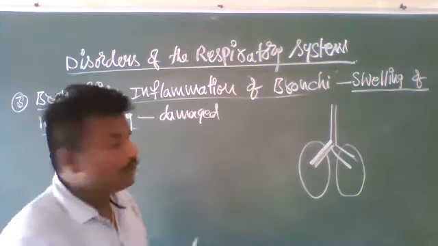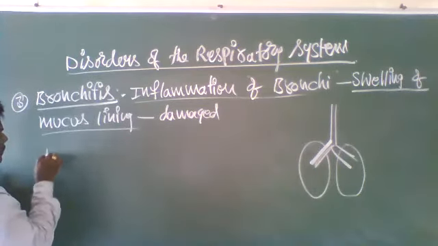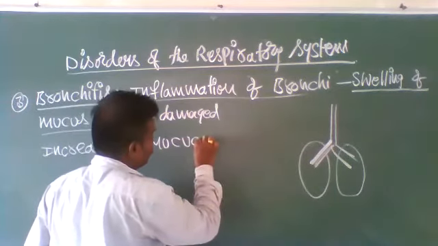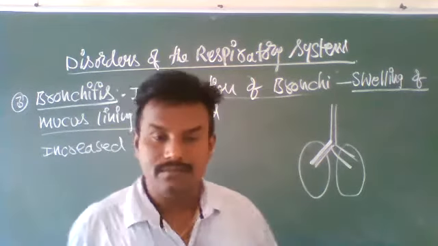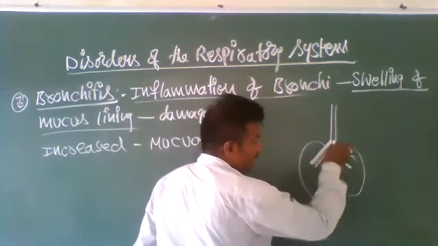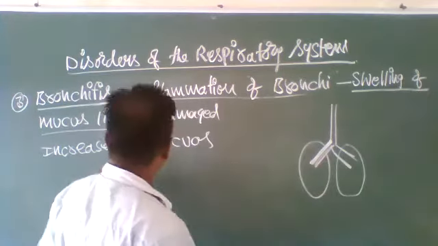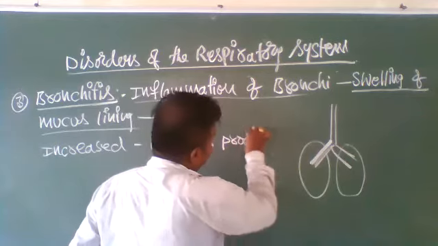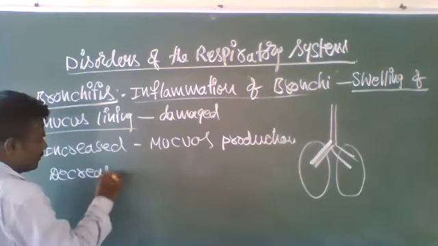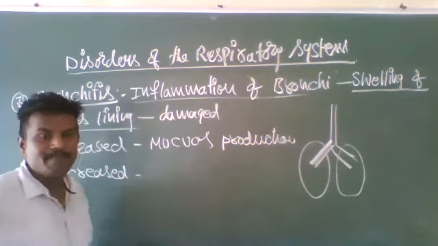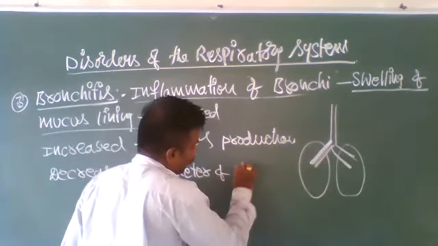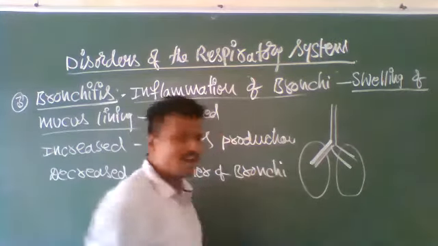Next, in bronchitis, what happens? Increased mucus production. In bronchitis, when inflammation and swelling occur, there is increased mucus production. Already you know what mucus is. And decreased diameter of the bronchi. Decreased diameter of the bronchi means what here?